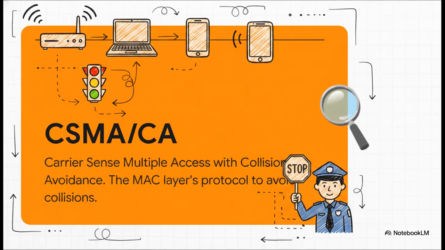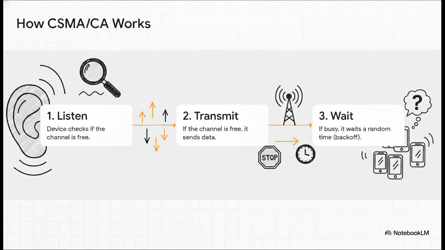And what about that social etiquette? Well, the MAC layer's golden rule is a protocol called CSMA/CA. Now that stands for Carrier Sense Multiple Access with Collision Avoidance, which is just a very fancy technical way of saying listen before you talk. It's the traffic cop that prevents total chaos on the airwaves. And this is how it works, and it's brilliantly simple. First, a device listens to see if the channel is empty.